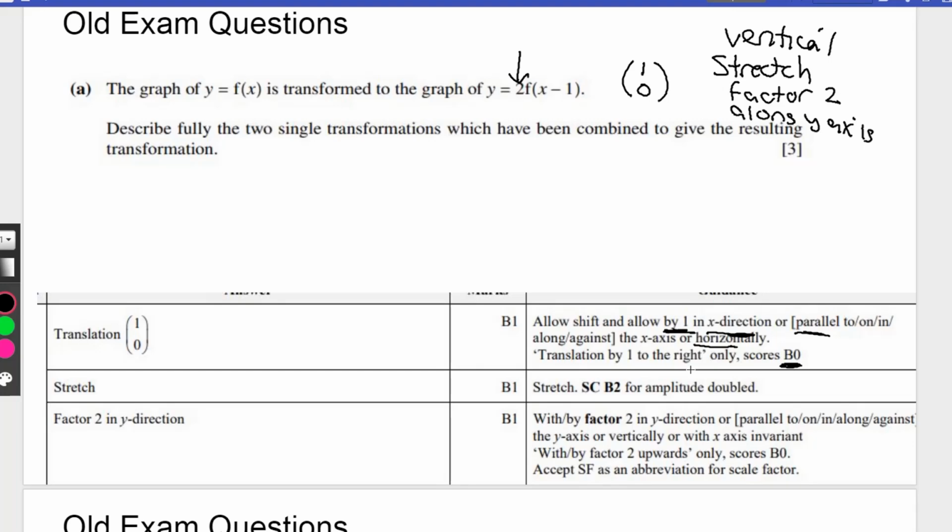And then they're looking for the word stretch. And that's worth 1 point by itself, okay? And then if you say that it's by a factor of 2 in the y direction, or if you say it's vertically or in the y-axis, then you can get the other point. This is a pretty easy 3 points.